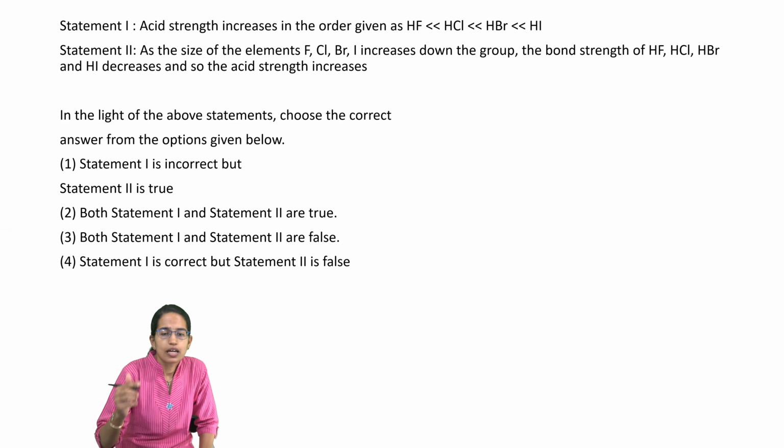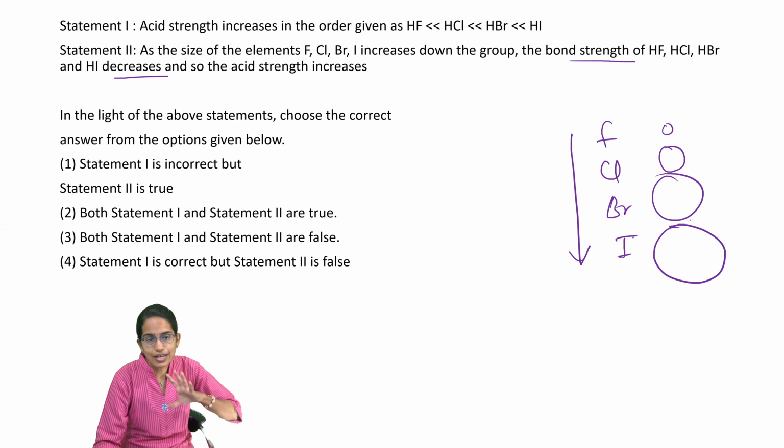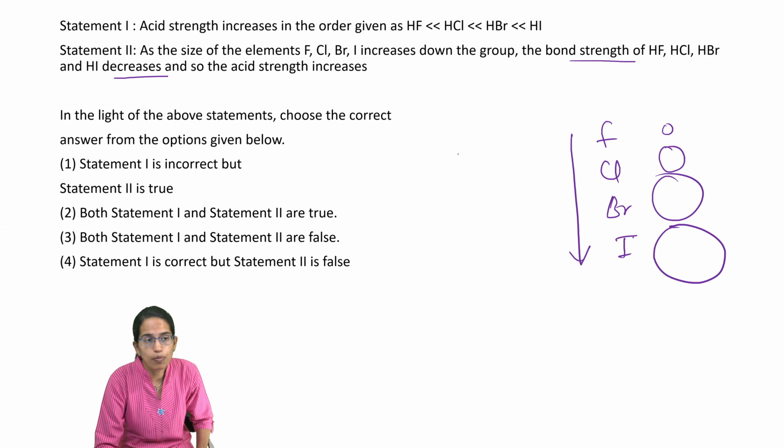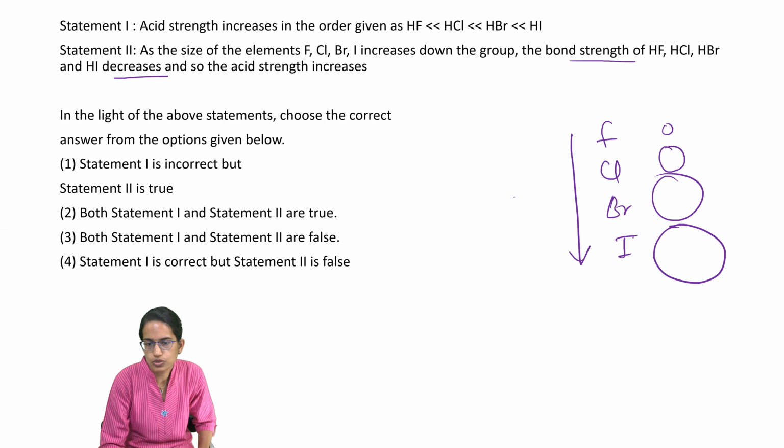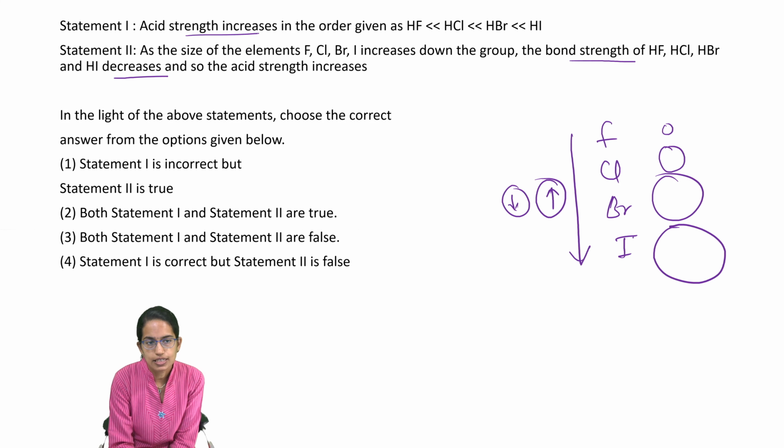The next is, in the periodic table we have fluorine, chlorine, bromine and iodine. So as we go down in the group, the bond strength actually reduces. So the size of the element increases. As the size of the element increases, the bond strength would definitely reduce. So as we go down, the bond strength would reduce, but this would increase the acid characteristics definitely. So the question says the acid strength increases. Yes, that's true. As we move from fluorine to iodine, the acid strength would increase.